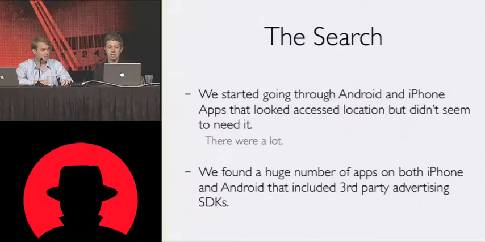So we started going through these apps. There's a lot of them. And apps that access location but didn't seem to need it. These are things that seemingly anomalous, like the soundboard. We said, why does the soundboard need to access this? And what we actually found is over and over again, we found that third-party SDKs were the only piece of code in the application that was accessing the location. And we found that actually interesting. It turned out to be third-party advertising SDKs.